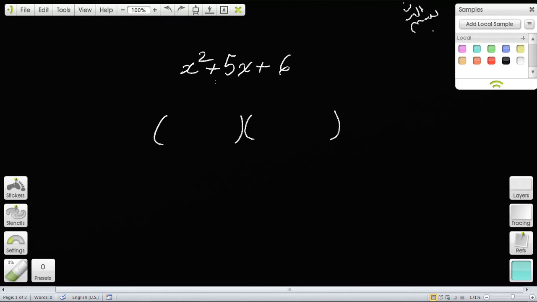Now, this is how you do it. Look at the first term and say, okay, what do I have to put over here to give you the first term? That's x. That's easy enough. X goes here, and x goes over here. That's the first step.